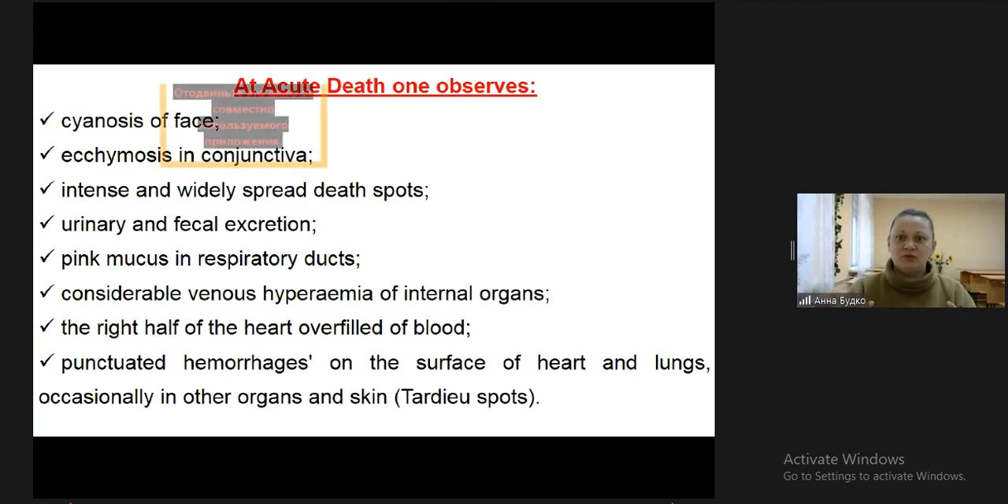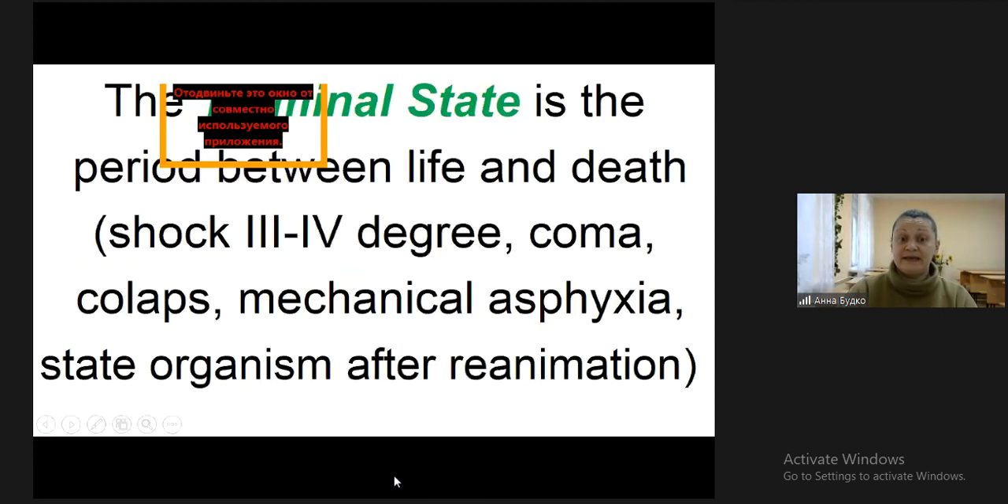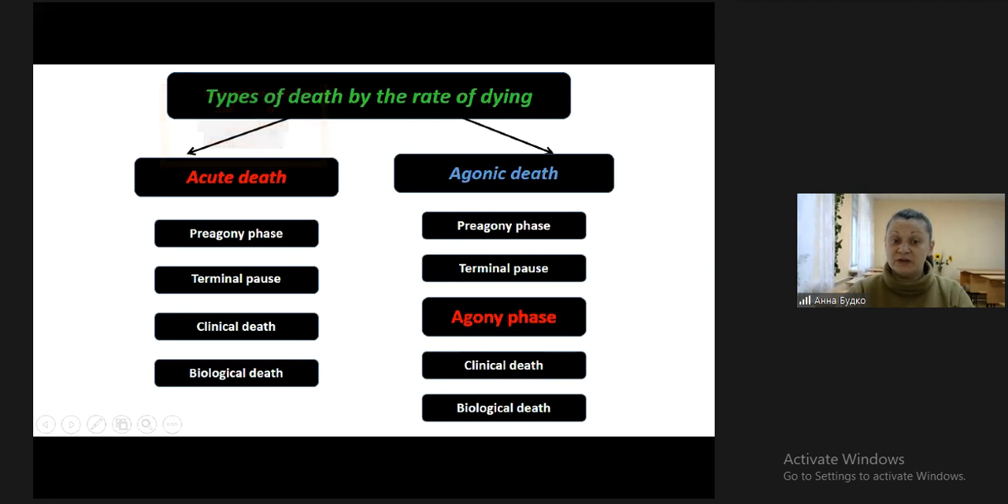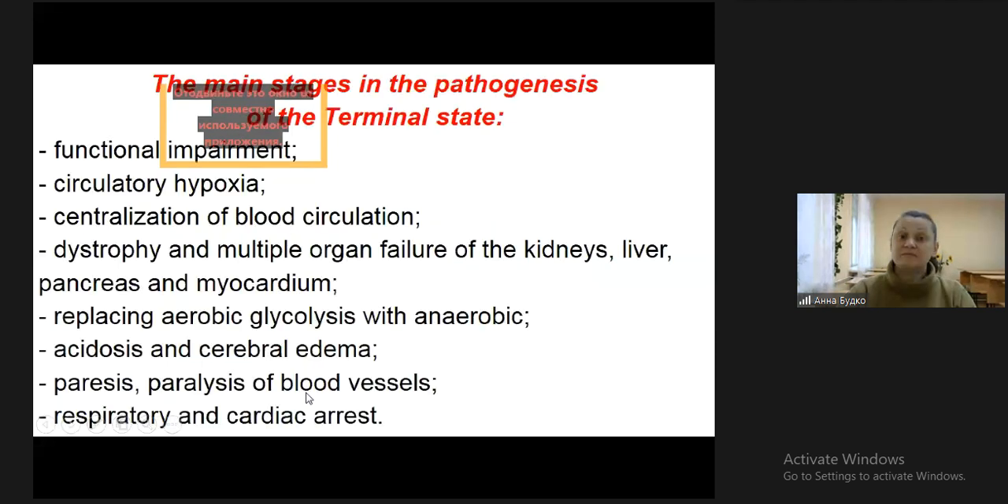First type of death, acute death. In this situation, you can see the following external and internal signs of death. Remember, in cases of acute death, now I open this slide. In cases of acute death, in the terminal state, the terminal period, we distinguish four phases: pre-agony phase, terminal pause, clinical death, and biological death. That comes very quickly. And my dear friends, you can see external and internal signs of death.